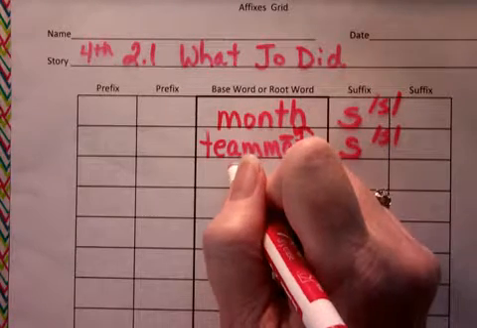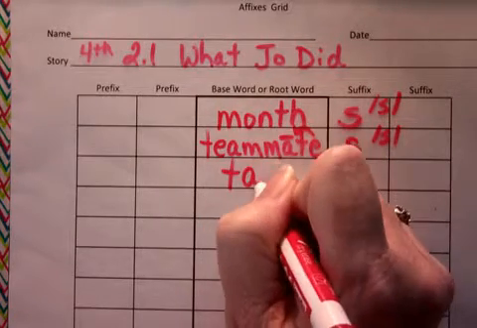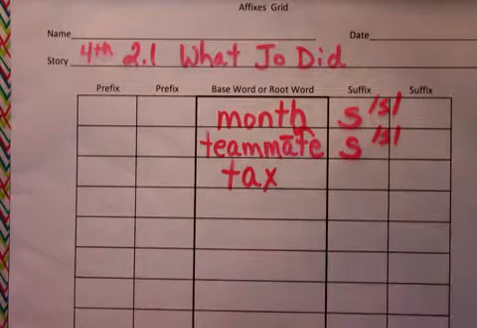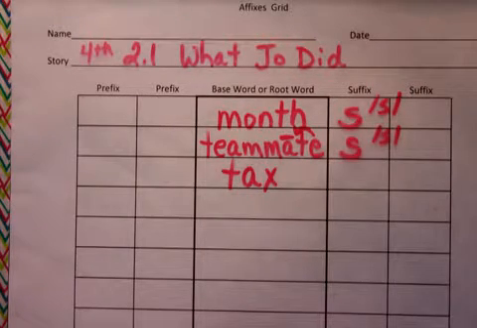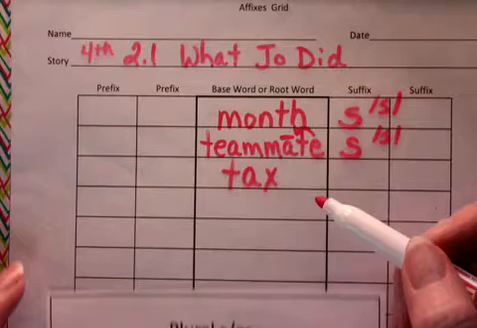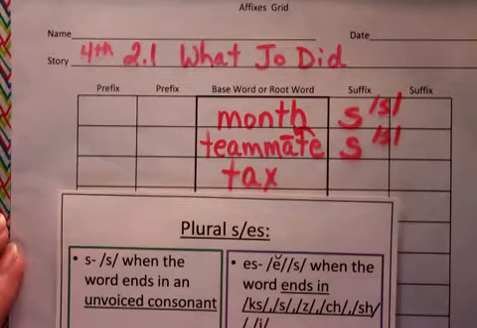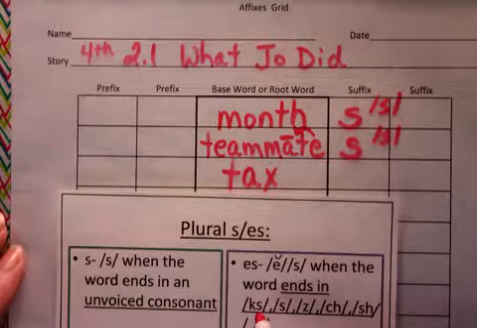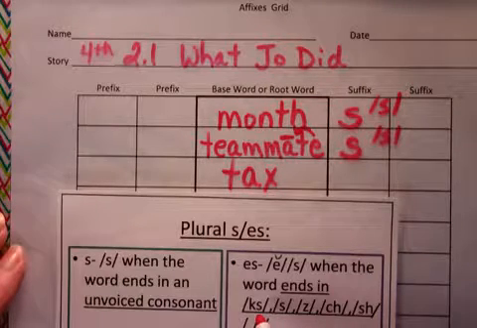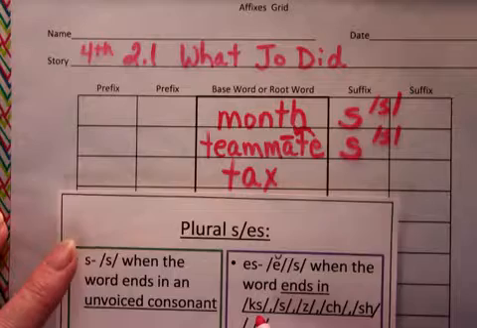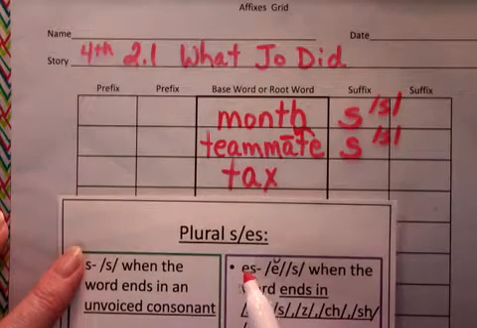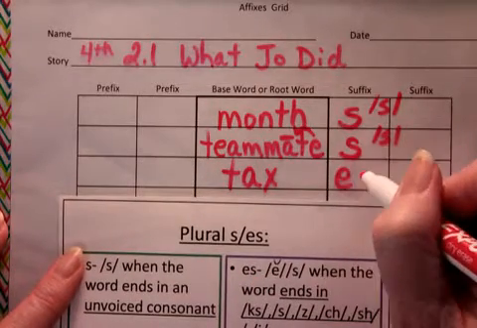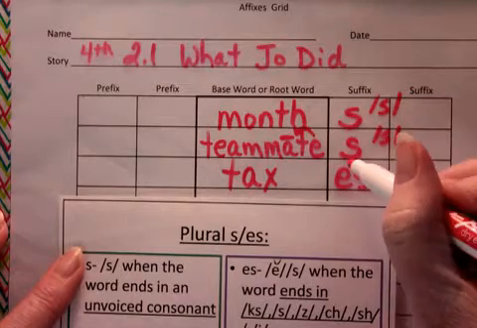The next word is tax. Tax. The X says the K sound. Remember on the card, the K sound over here on the right hand side? K. Because it ends in a K sound, we're going to add the ES, and it's going to say S.